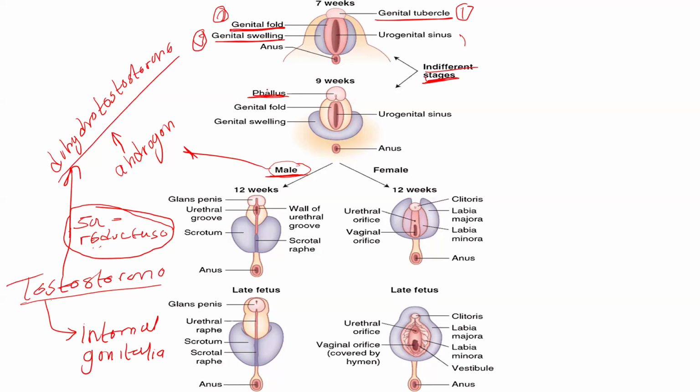Now, for males, this phallus will continue to elongate and give rise to the penis. The genital folds here will fuse. You can see the genital folds are fusing in males, and this urogenital sinus is incorporated within the penis to give rise to the penile urethra. So the urogenital sinus in males will be incorporated within the urethral fold to give rise to the penile urethra. The genital swelling, or the labioscrotal swelling, in males will become the scrotum, and everything is shown there, okay, in the late fetus.